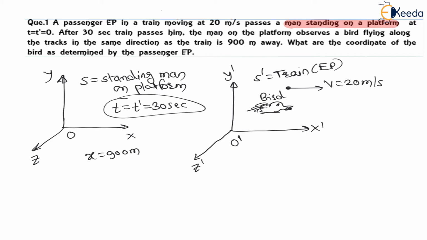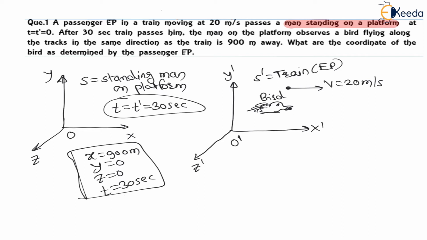See, for this standing man on the platform, coordinates are x is equal to 900, y is equal to 0 because the bird is not flying along the y direction. Z is also 0 because the bird is not flying along the z direction. And time is 30 seconds. If these are the coordinates, then what are the coordinates for this passenger who is sitting in this train? Means we have to find x dash, y dash, z dash and t dash.